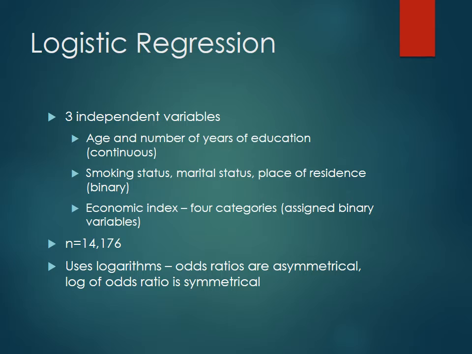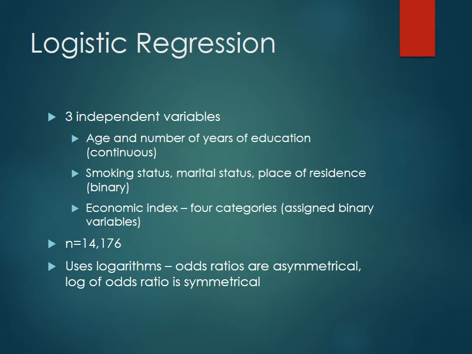You can see also that they can use binary variables like smoking status, marital status, and place of residence, whether it's urban or not. So you can use multiple types of variables when you're doing these logistic regressions. And then they can also use economic indexes. It had four categories here, so it's a set of assigned binary variables that they were coming up with.